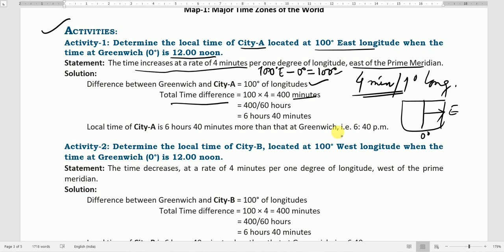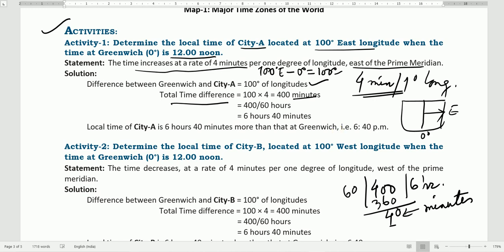If we want to convert 400 minutes into hours, then we have to divide 400 by 60 minutes. Just see here, 400 by 60. 6 times 60 is 360, and the remainder is 40. So the quotient becomes hours, and the remainder becomes minutes.